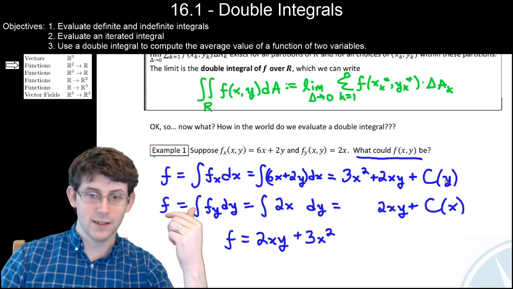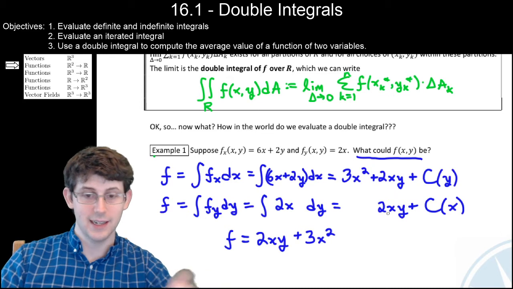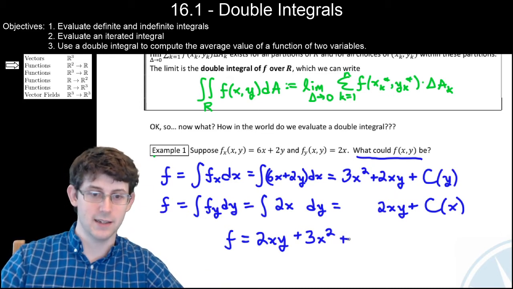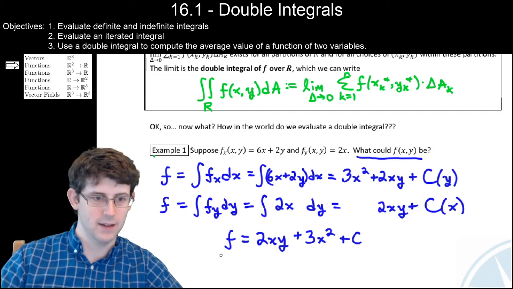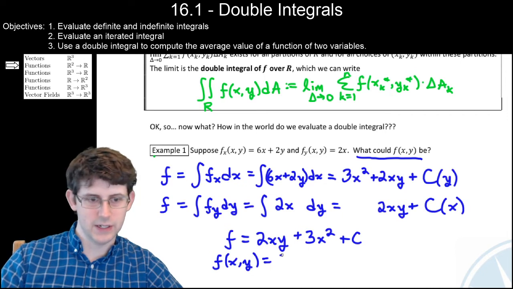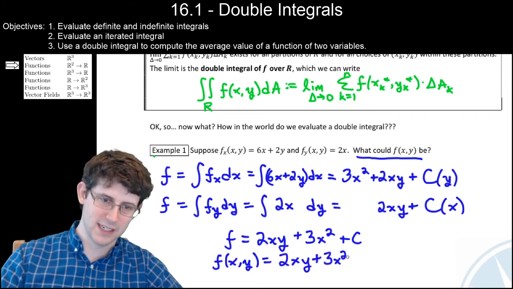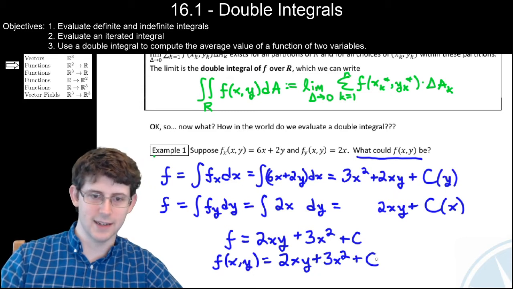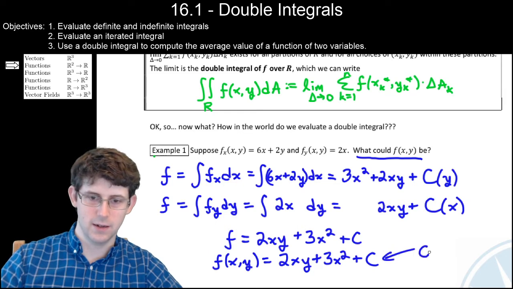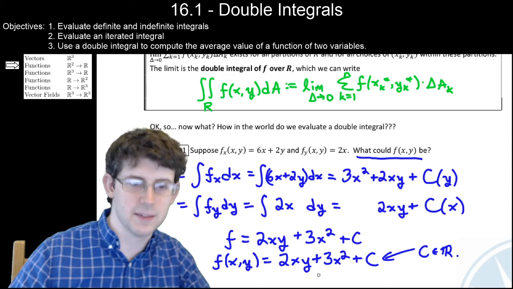What they all agree on, what we'll never be able to nail down, is whether there is also a constant that has no x's or y's. So I'll have to write it like this. My function f of x, y is this function, but it could also be any of the functions that are like this, shifted by any constant, where c is an actual real number. So this is my answer.